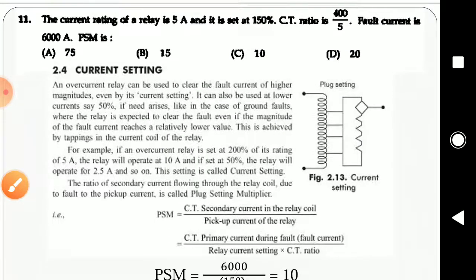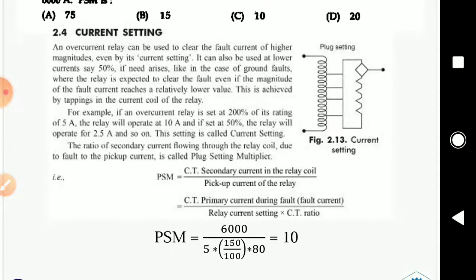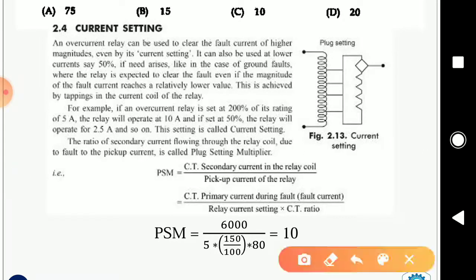Moving on to the next question: the current rating of a relay is 5 amperes and it is set to 150%. CT ratio is given, the fault current is also given. What will be the PSM? Now, you can just read this portion, it is for your information. Plug setting multiplier, PSM. The equation has already been given. It is the CT secondary current in the relay divided by the pickup current, where the pickup current is the current at which the plunger begins to move.